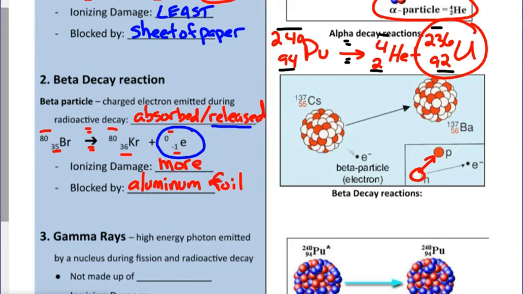Right? So if we look over here in the example to the right, we've got this large unstable cesium isotope.